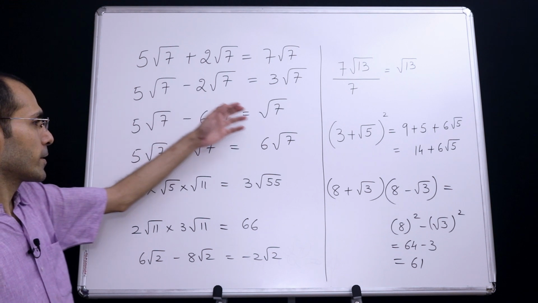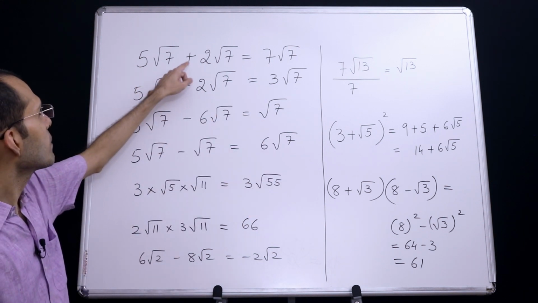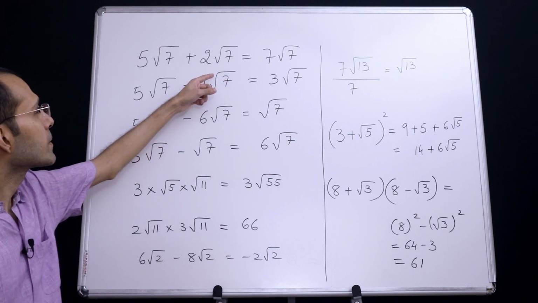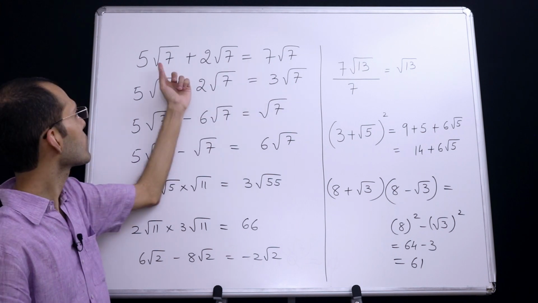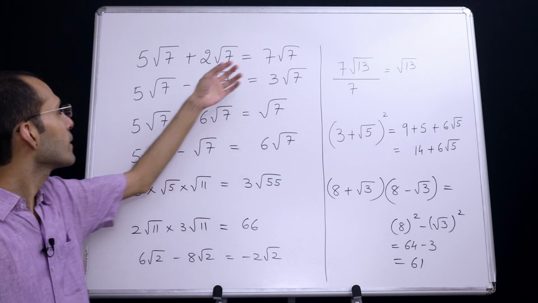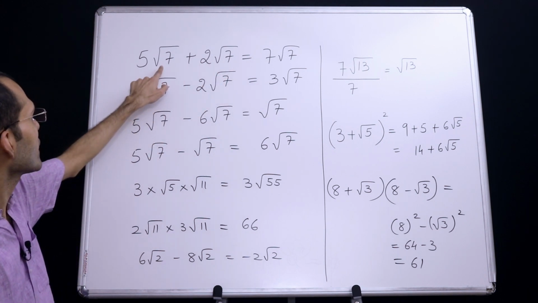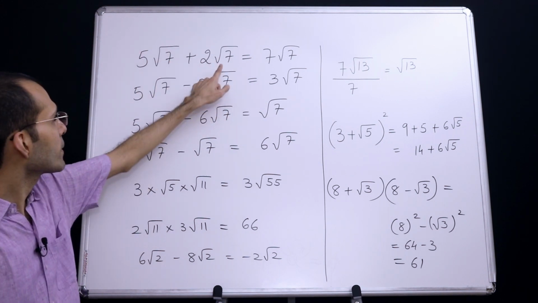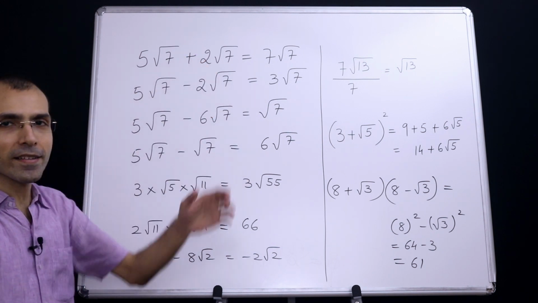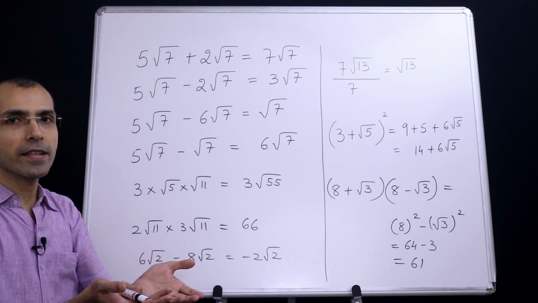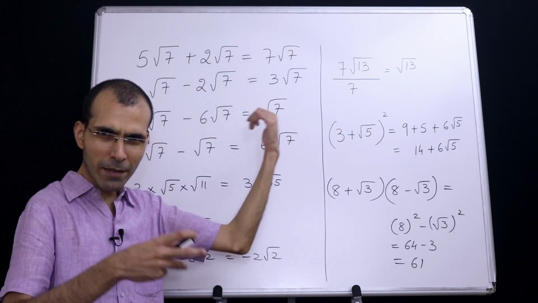Few things, observe and understand. 5 root 7 plus 2 root 7. This will be 7 root 7. We can add 5 plus 2, 7, and root 7. It is like 5x plus 2x, because if you take root 7 as x, then the other root 7 also will be x, same quantity. So it will be 5x plus 2x, 7x. But what is x? Root 7. So it is 7 root 7. The way you do for algebra, the same for radicals here.